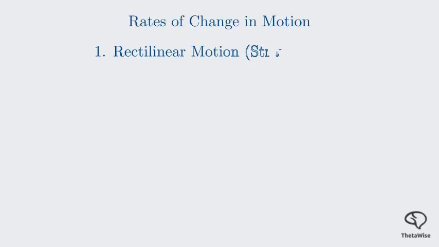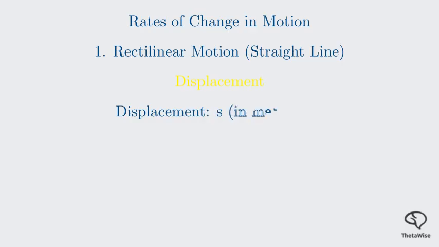Let's get started. First, let's establish the fundamental concepts and the formulas we'll be using throughout this tutorial. We'll begin with rectilinear motion, which describes movement in a straight line. Imagine a particle moving back and forth on a straight line, like a car on a road. The first key term we need is displacement, denoted by the letter S. Displacement is the change in the position of an object. Its unit is usually meters or any unit of distance. It's a vector, meaning it has both magnitude and direction. It's not the same as total distance traveled.